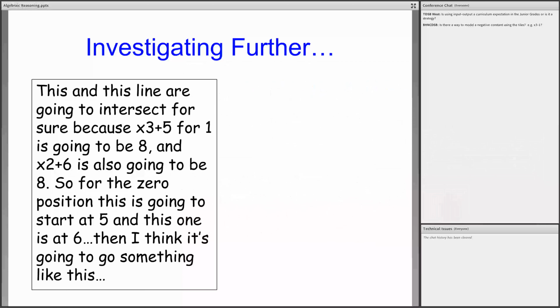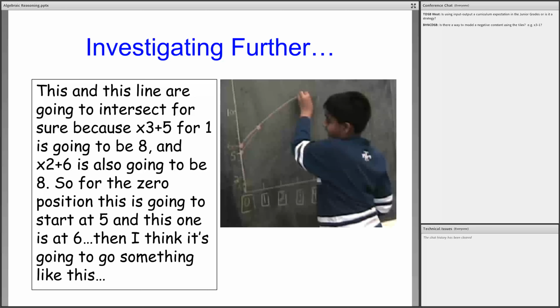So just to recap his thinking, because it was so exciting to be in the classroom to capture that. And then this was replicated in many, many other classrooms since then. He says he knew that they were going to intersect for sure. And his way of thinking about it was for position 1, knowing that the two rules, if you were thinking about building them as patterns, they would have 8 tiles at position 1. Or just thinking about their relationship, that each of them for position 1 would be 8 on the graph.